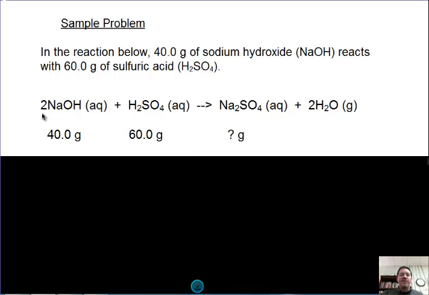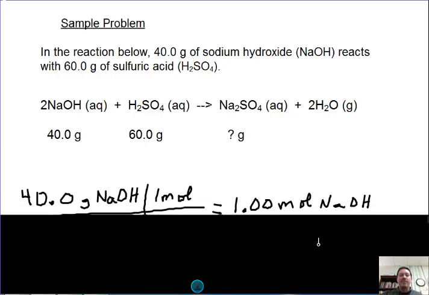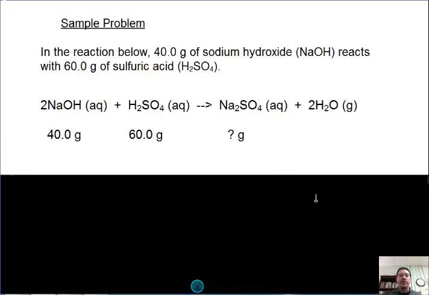So what I have to do first is balance my equation. So I have to add a 2 coefficient in front of sodium hydroxide. I've got a 1 for sulfuric acid and a 1 for sodium sulfate, and a 2 for water. So I'm all balanced out. So what I have to do is go through some different conversions. I have to figure out which one of these is my limiting reactant to figure out how much of this product I'm going to end up with.